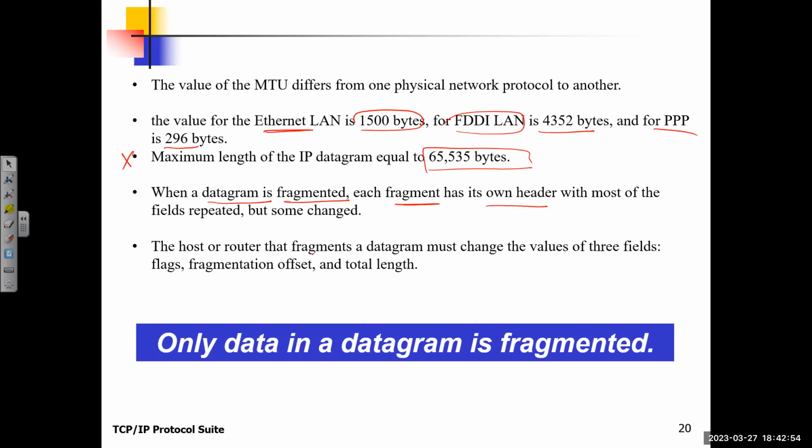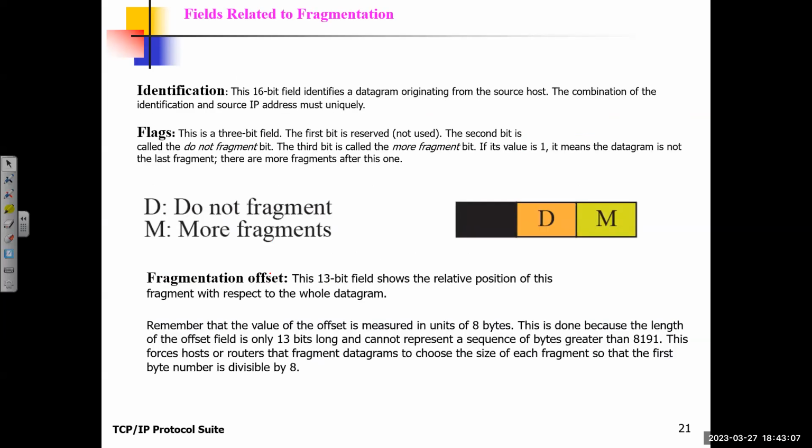The host or router that fragments a datagram must change the value of three fields. What are the fields? Flags, fragmentation offset, and the total length. And we'll see that. All right, so remember the three fields, we said we'll discuss them later. So identification. Why do we need identification?